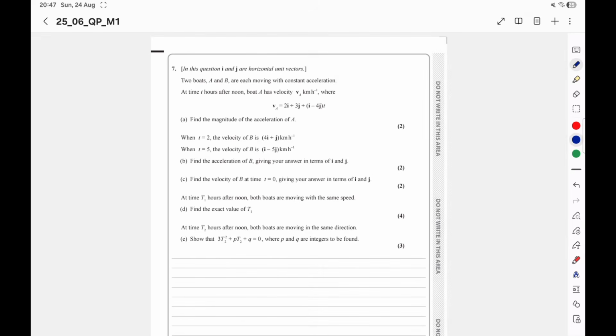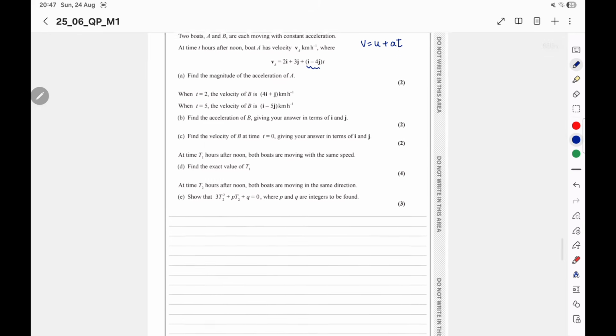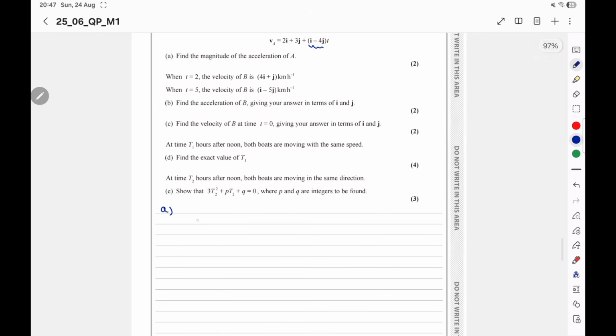Question 7. Vectors. Two boats A and B are each moving with constant acceleration. At time t hours afternoon, boat A has velocity VA km/h, where VA is (2i + 3j) + (i - 4j)t. Find the magnitude of the acceleration. V is equal to U plus AT. So the acceleration here is 1i minus 4j.